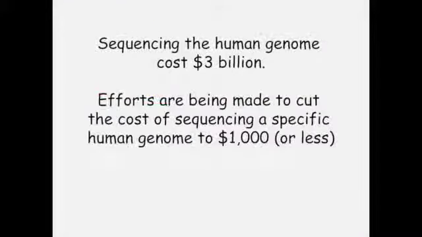So the human genome initially cost about $3 billion to make. Nowadays, you can sequence at $1,000, depending on how much data you want, or where you're getting a sequence. It might even be less than that. I've seen lower prices recently.